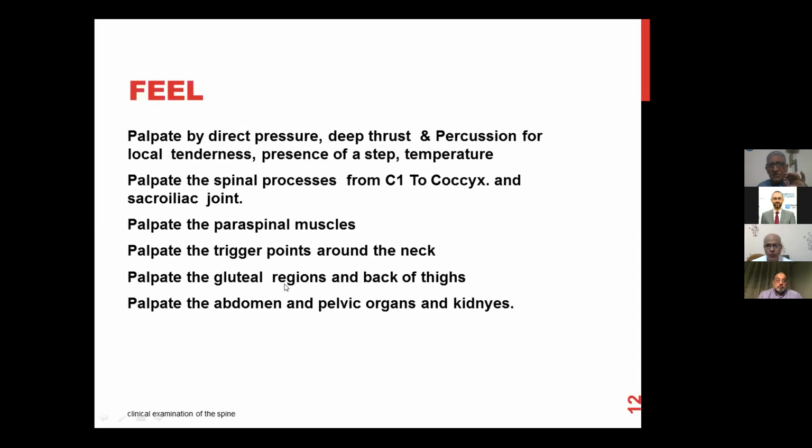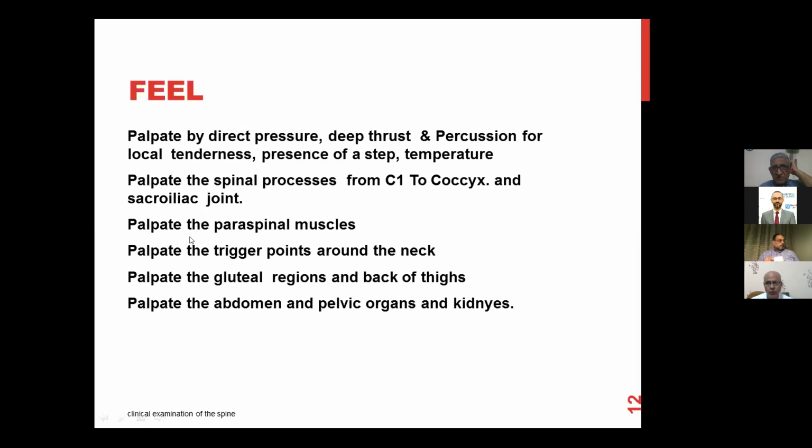In cases of cervical spondylolisthesis, we may find that the spine is curved and we find a step. In cases of lumbar spondylolisthesis, we may feel a step at the level of the spondylolisthesis, and so on. The presence of a gibbus, which is protrusion of the spinous process, will be felt. Also, we look for increased temperature in cases of local infection or deep infection. Palpate for severe tenderness.